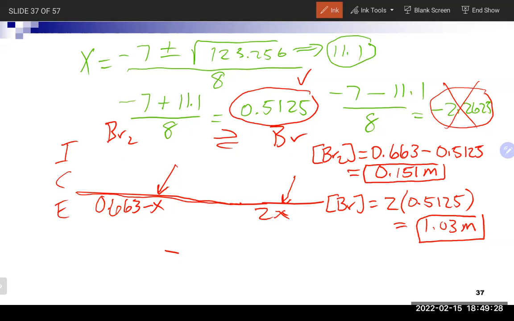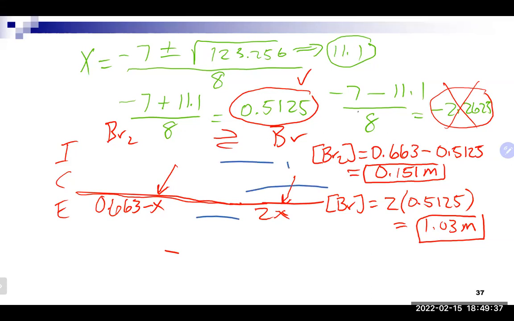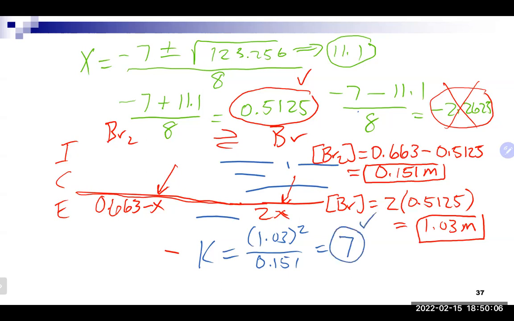Yeah, so since these are now the equilibrium concentrations, we could plug them into our equilibrium expression. And this was our Br squared. So we take our 1.03 squared, and I believe it was divided by just Br2, which would be our 0.151. If we do all that there, 1.03 squared divided by 0.151, I get an equilibrium constant of about 7.02, which is pretty close to the 7 that we started with.